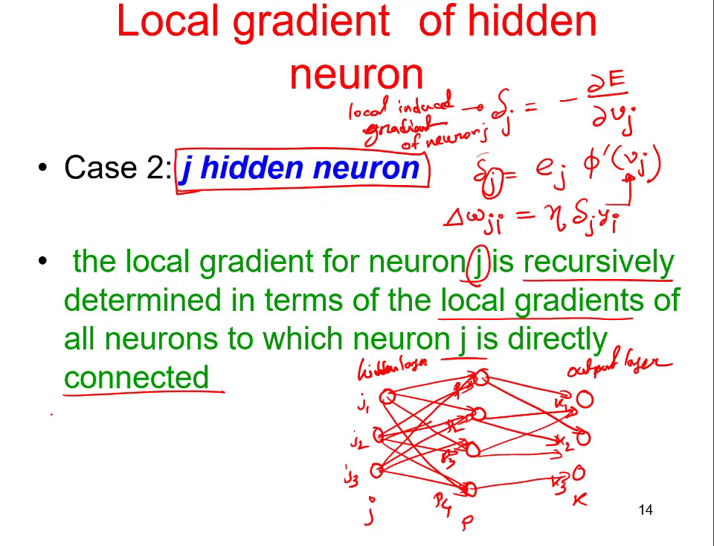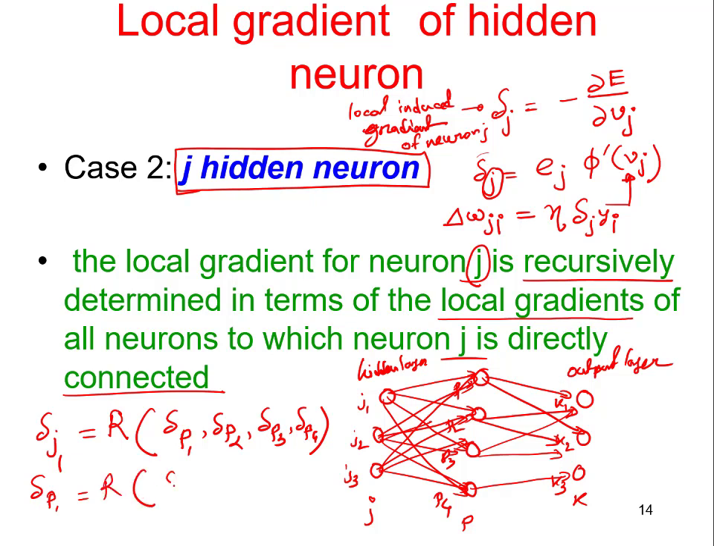So if we consider delta j1, it is dependent on, as it is called, recursively determined. So we call a recursive function r, which is fully dependent upon the connections that j1 has with the p layers. That means delta of p1, delta of p2, delta of p3, delta of p4. And for simplicity, p1 is connected with k1 and k2, so it is replaced with the p1 term.